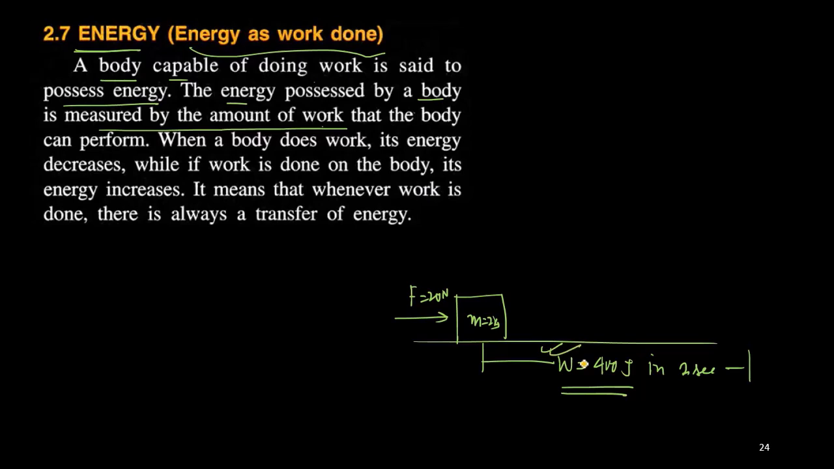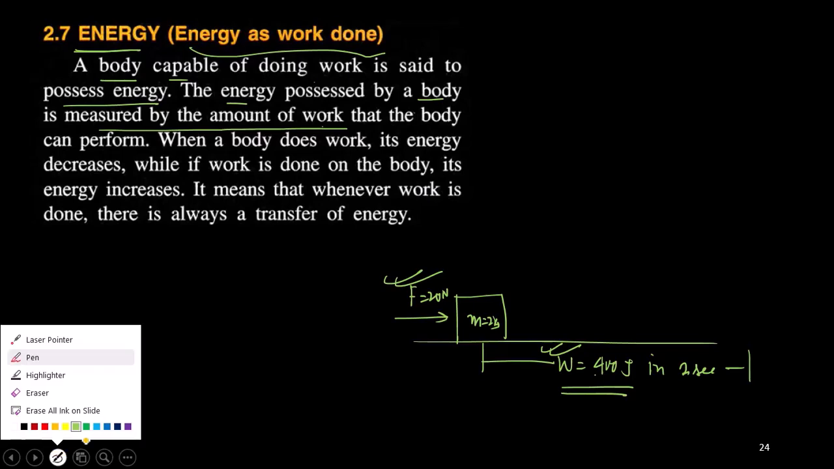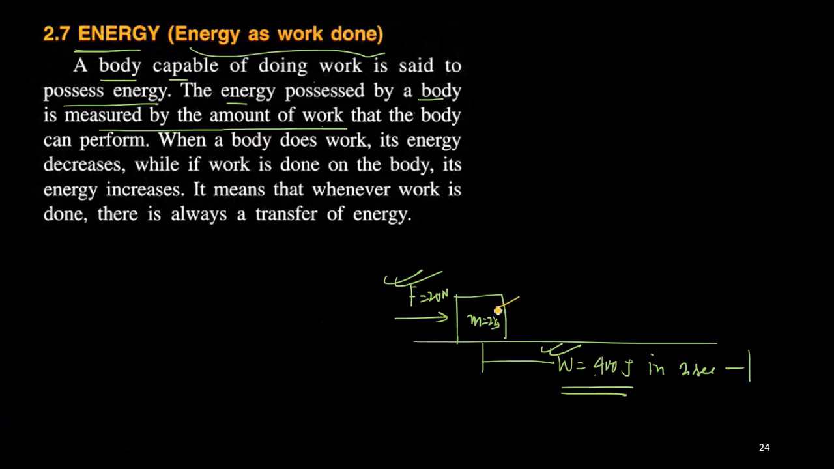Who is doing this work? The capital F is doing that. What is the effect of that? With that work, the body is gaining some kind of energy. The amount of work I do on the body is stored in the form of energy inside it. That is the conversion. If there is no loss, that means the surface is smooth, and no work is lost. The entire work is utilized to increase the energy.